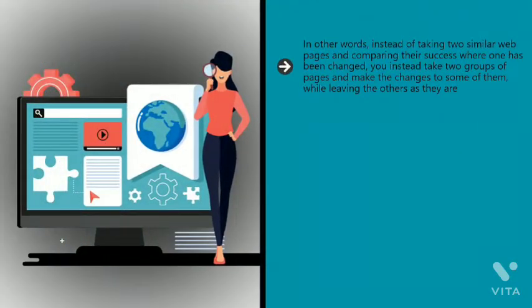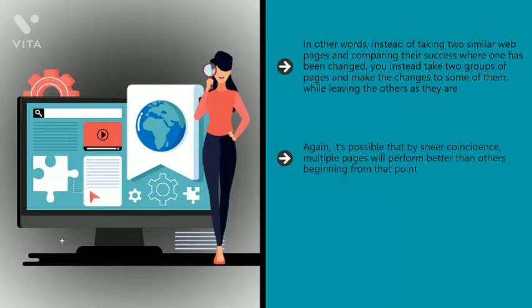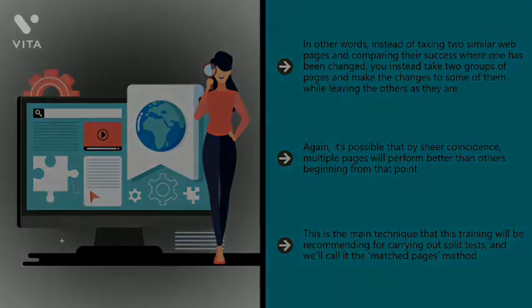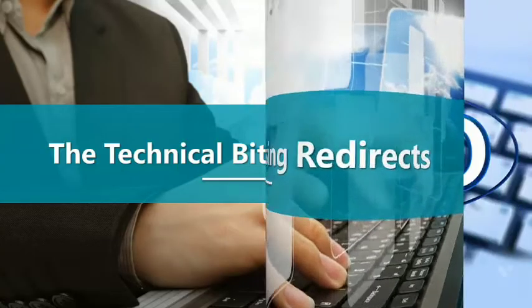In other words, instead of taking two similar web pages and comparing their success where one has been changed, you instead take two groups of pages and make the changes to some of them while leaving the others as they are. Again, it's possible that by sheer coincidence, multiple pages will perform better than others beginning from that point. But that's when you use statistical significance tests, comparing the new and the old ranking positions of those in Group A to those in Group B, and then find out if the data suggests an effect. This is the main technique that this training will be recommending for carrying out split tests, and we'll call it the matched pages method.